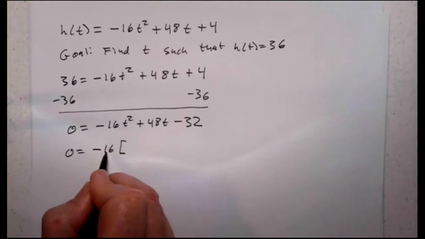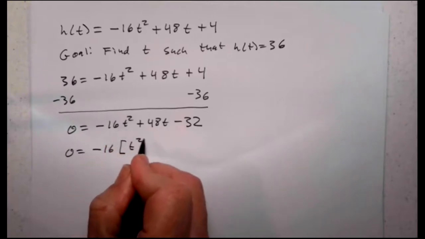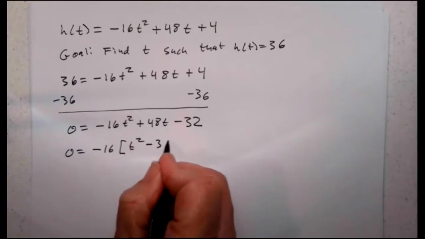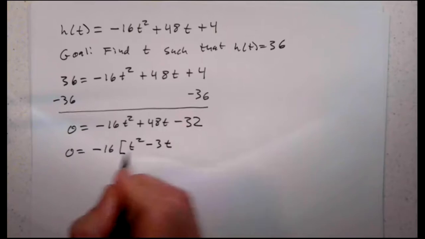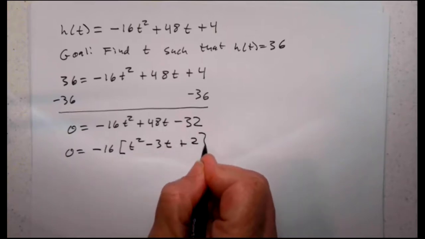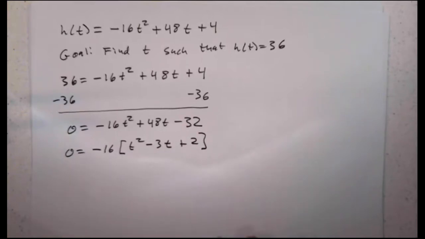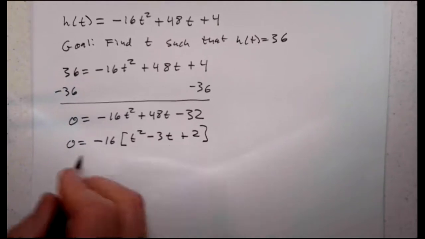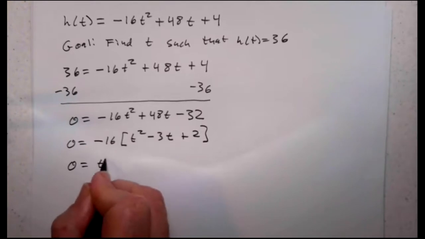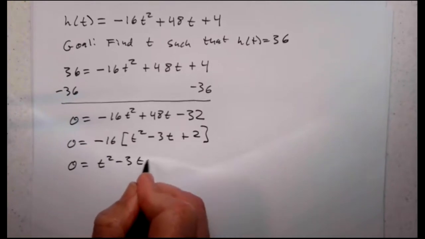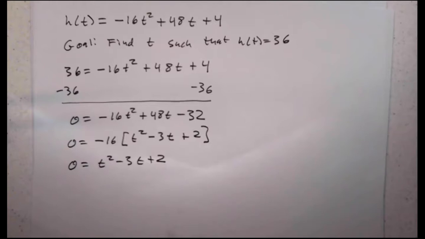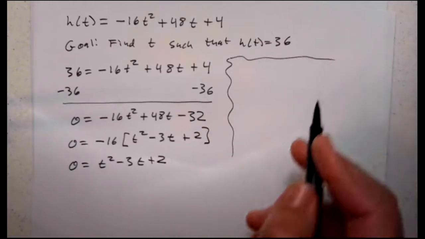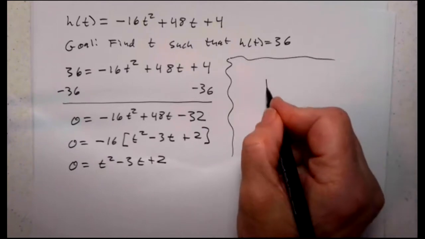So negative 16t squared divided by negative 16 is t squared. Positive 48t divided by negative 16 is negative 3t. Negative 32 divided by negative 16 is plus 2. Now negative 16 can't be 0, so therefore I have my quadratic equation. T squared minus 3t plus 2 is what has to be 0. And how am I going to solve that? You could use the quadratic formula or completing the square. I am going to go ahead and try to factor it.